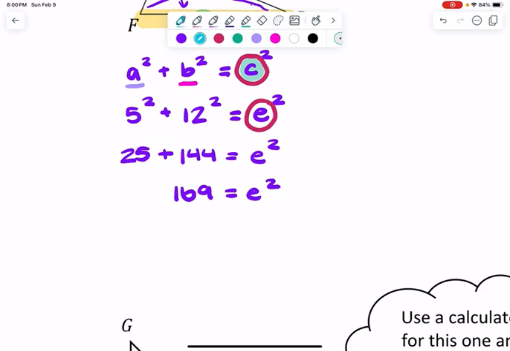So I'm going to undo the exponent. I undo squaring something by square rooting something. So I get e alone on the right, and the square root of 169, well, that's just 13. That's one of the perfect squares that I know. And of course, we talked about the answer always having the variable first.